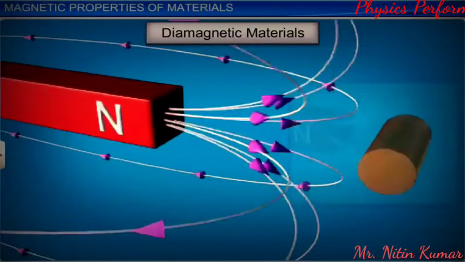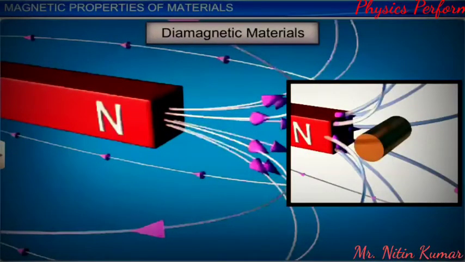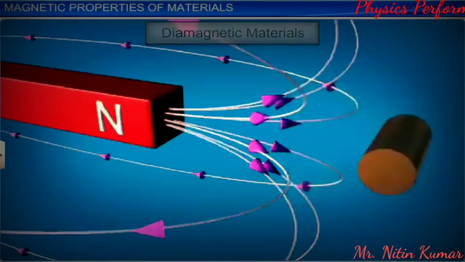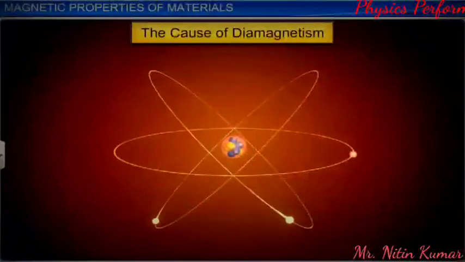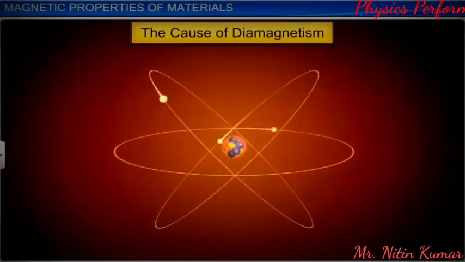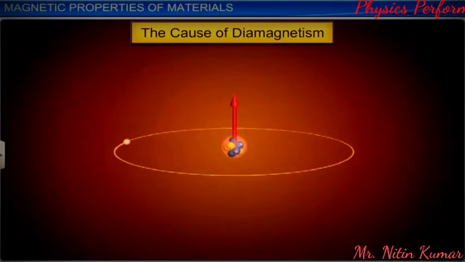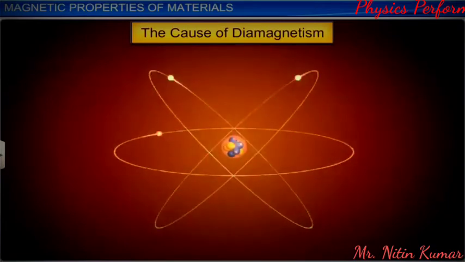We also observe that the magnetic field lines are expelled or repelled by the diamagnetic material, and the magnetic field inside the material is reduced. Let us discuss the causes of diamagnetism. We know that the orbiting electrons around the nucleus in an atom are equivalent to current-carrying loops. These electrons possess an orbital magnetic moment. For a diamagnetic material, the resultant magnetic moment of all the electrons in an atom is zero.